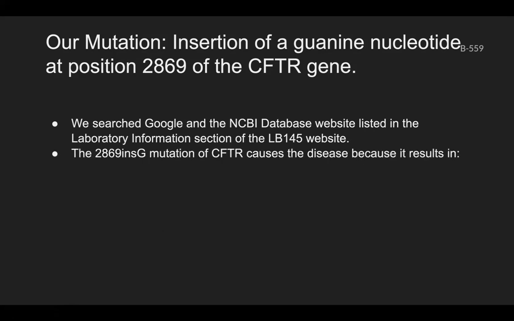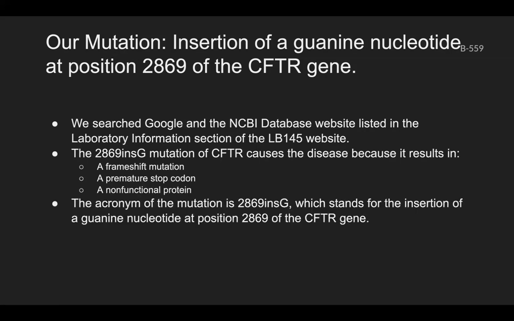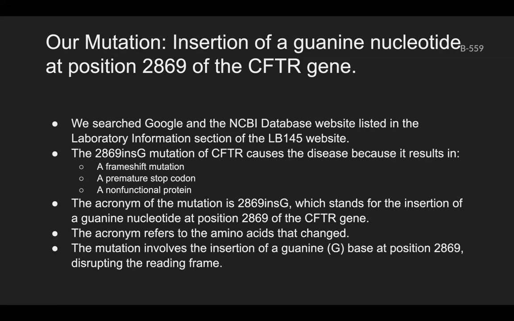So the 2869 INSG mutation of the CFTR gene causes the disease because it results in a frameshift mutation, which leads to a premature stop codon and a non-functional protein. The acronym of the mutation, 2869 INSG, stands for the insertion of a guanine nucleotide at the position 2869 of the CFTR gene. The DNA base that was mutated to lead to a codon change and amino acid change was the insertion of a guanine base at position 2869, which disrupted the reading frame.